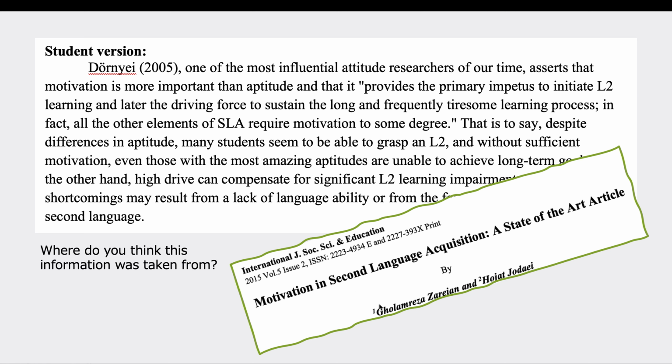So it's a kind of a paraphrase of a paraphrase, you might say, or a paraphrase of a summary, which is actually not fair to your reader, because if your reader looks at this, your reader assumes that you have read Dornier, and there's no mention of these other two authors where the information was actually taken from.